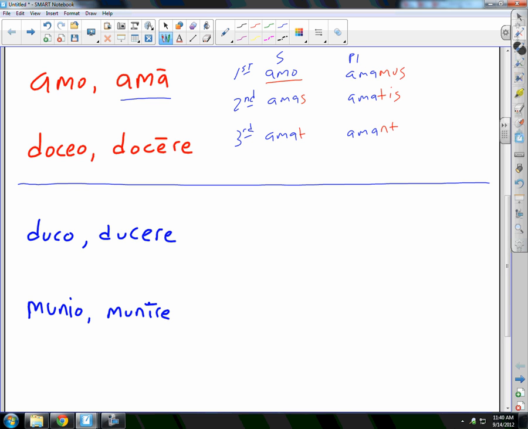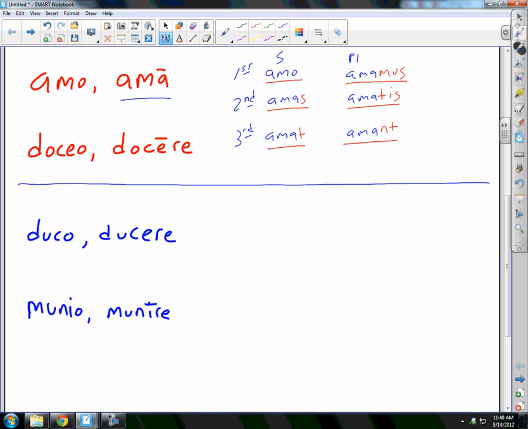For amo, the subject of the sentence is I. For amas, the subject of the sentence will be you. For amat, I'm looking for a third person singular subject. If there isn't one, I use he, she, or it. For amamus, the subject of the sentence is we. For amatis, the subject of the sentence is you, plural, or you all. For amant, the subject of the sentence will be third person and plural. If there isn't one in the sentence, then I would use they.